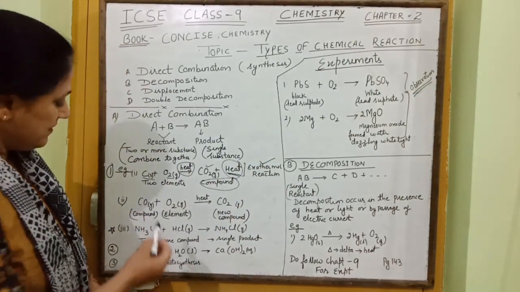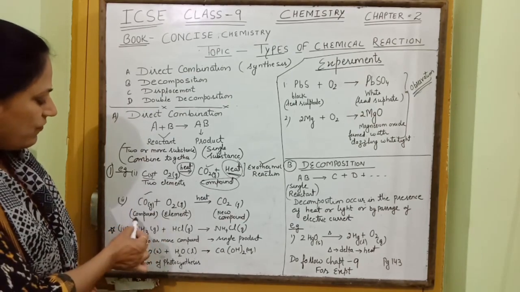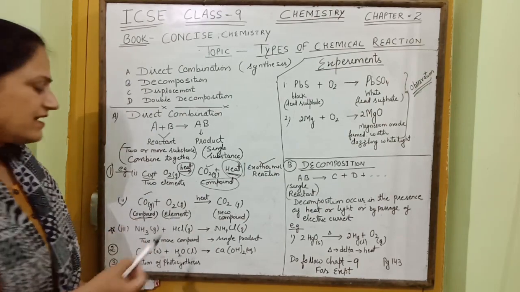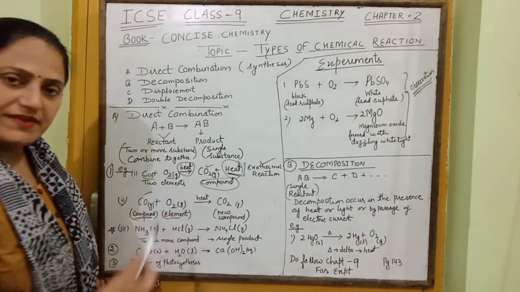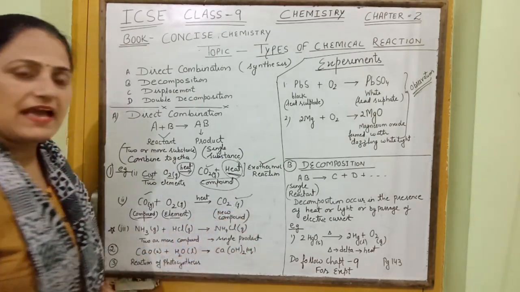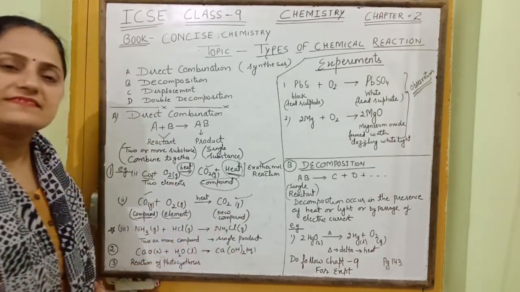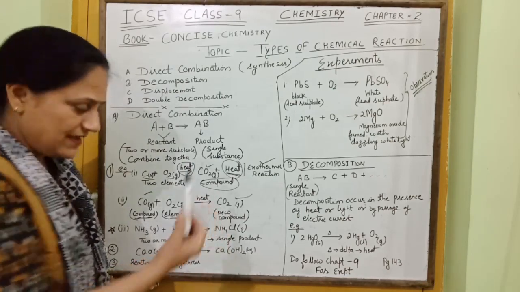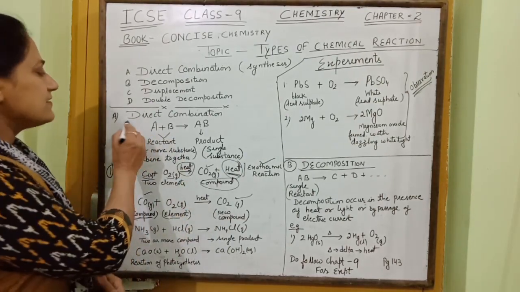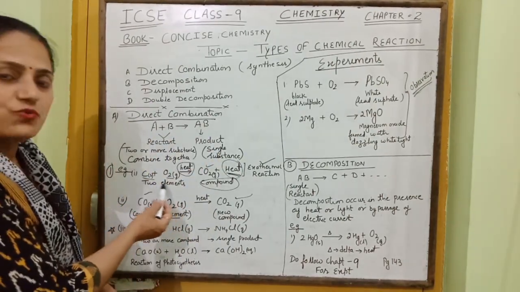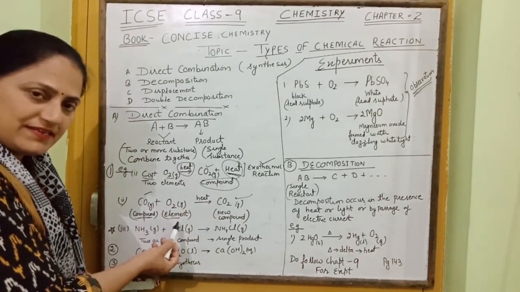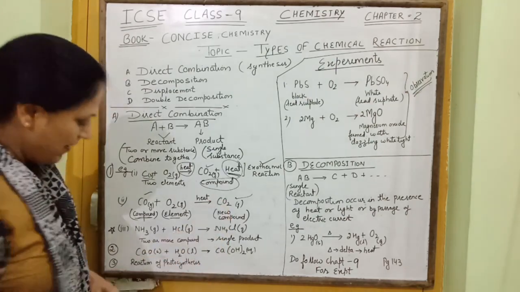Another example, here you can see one compound reacts with one element. Carbon monoxide, which is a gas, reacts with oxygen, an element which is also a gas. These two gases combine together to form another gas, that is carbon dioxide. So in these reactions you can see the direct combination, that is two elements combining to form a compound, or a compound and an element combine to form a new compound.